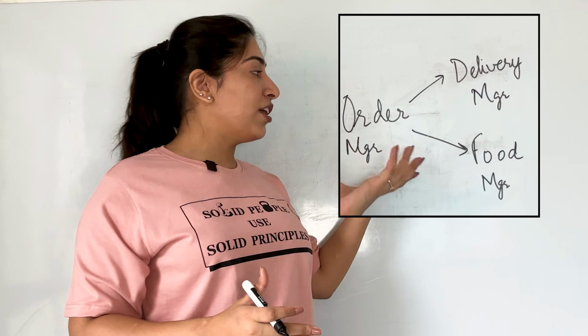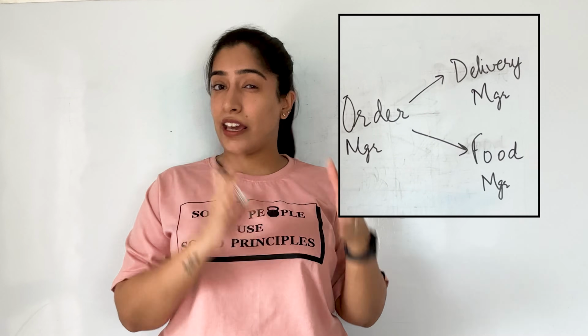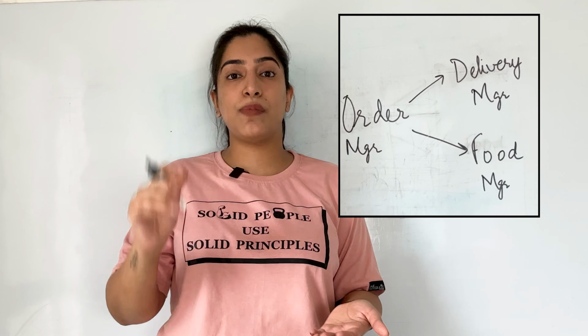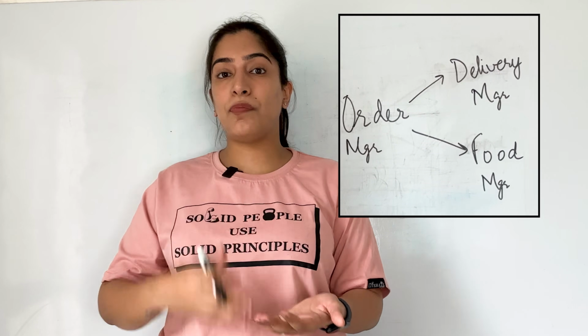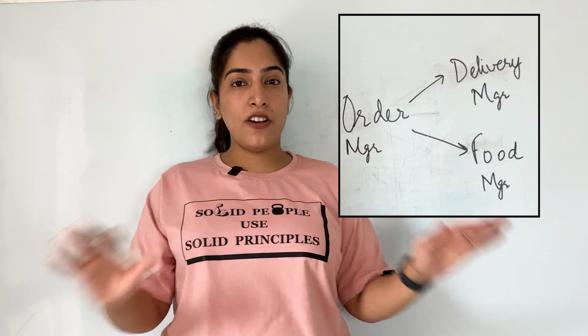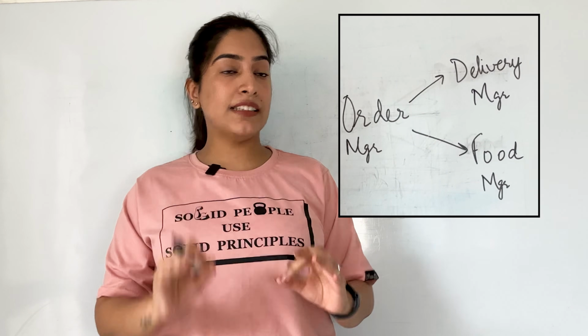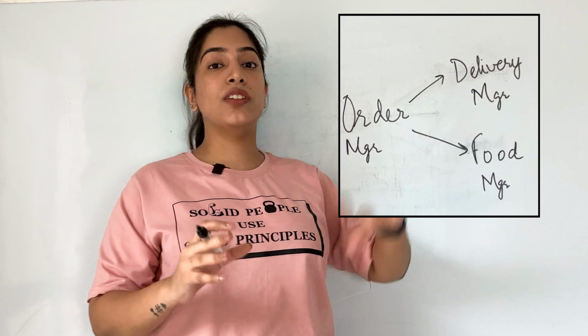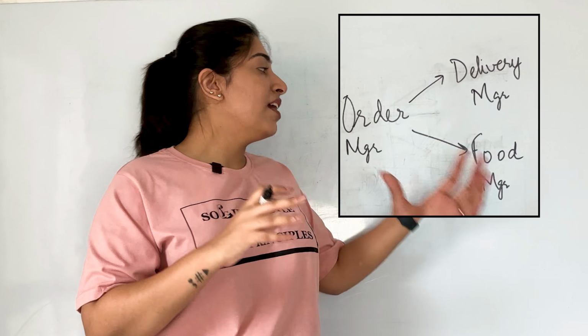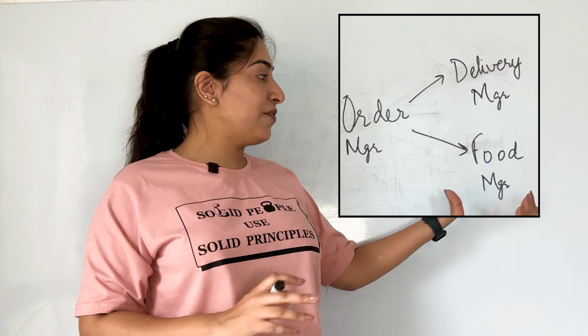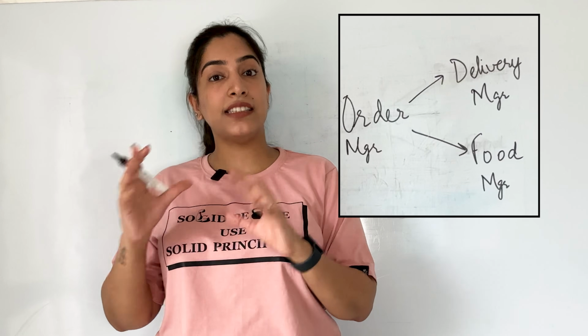So basically our order manager will receive the entire order details that this user has placed this order, it has to be prepared by this restaurant and all the things. But order manager will make sure that whatever details are required by delivery manager, only those details are sent to delivery manager, and whatever details are required by food manager, only those details are sent to the food manager.